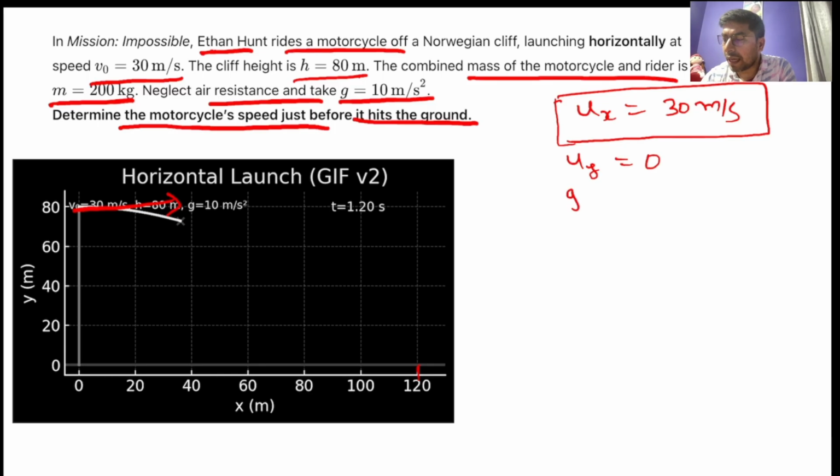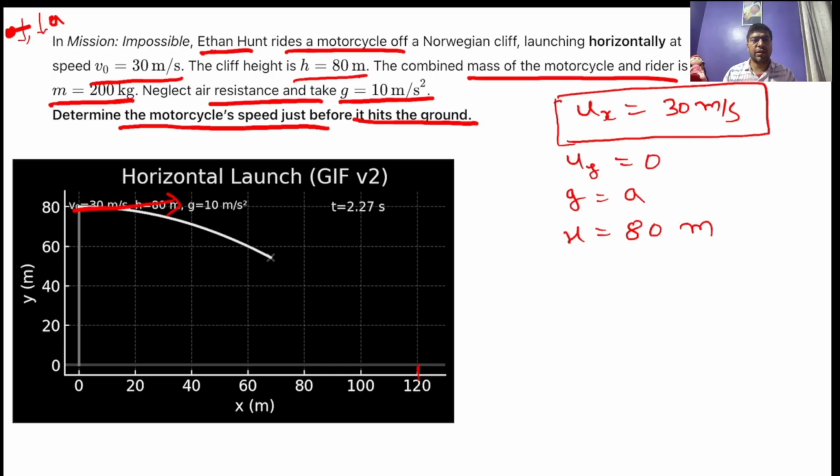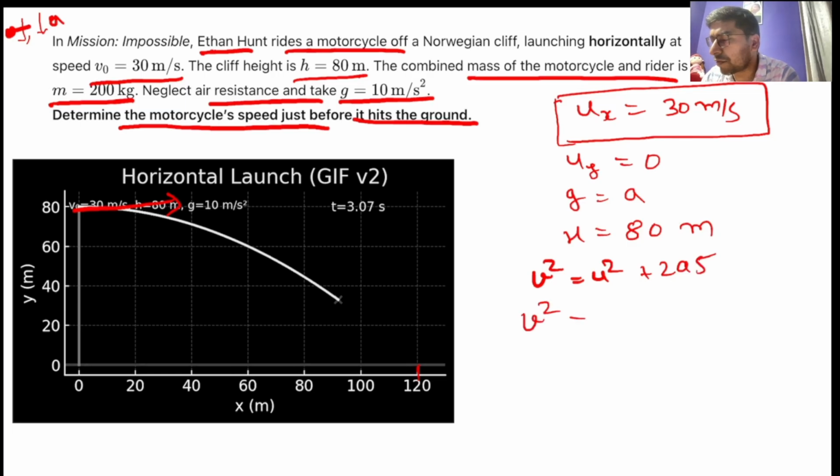0. Acceleration we can consider is equal to g, right? And height is given how much? 80 meter. So here we can see the downward velocity and downward acceleration in same direction, right? So both we can consider positive. So now which equation we can apply? Third equation of motion, v square equal to u square plus twice a s. V square, u square is 0 plus 2 into 10 into height of cliff, how much? 80.